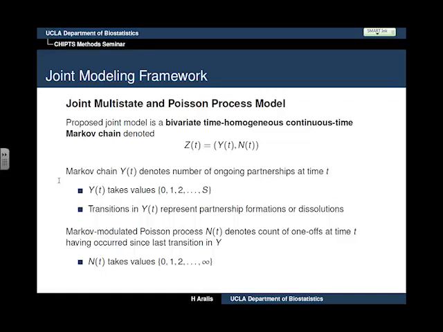Then we have N(t), which is a counting process that counts the number of one-offs having occurred since the last transition in Y. So at any given instant t, an individual has values for Y(t) and N(t) corresponding to number of partnerships and number of one-offs since entering into that.